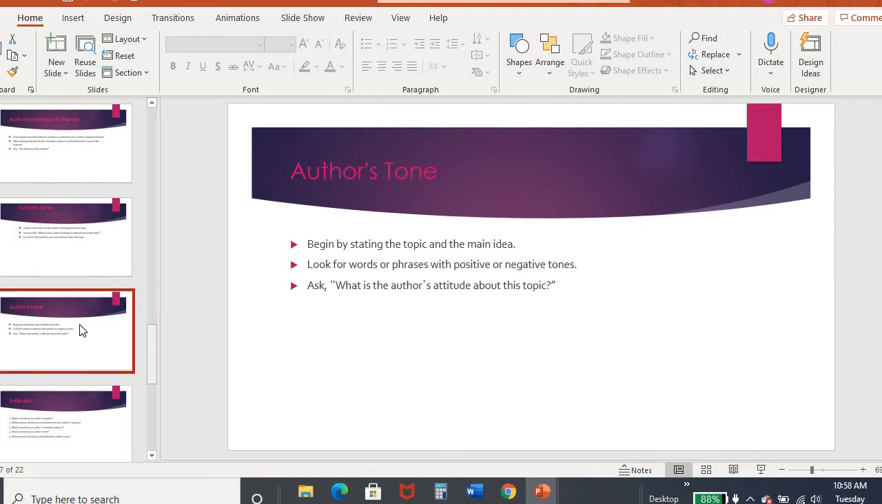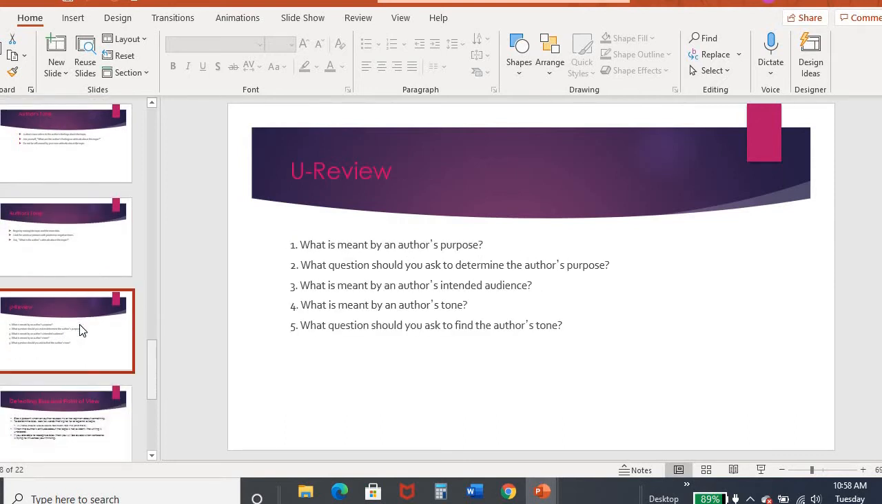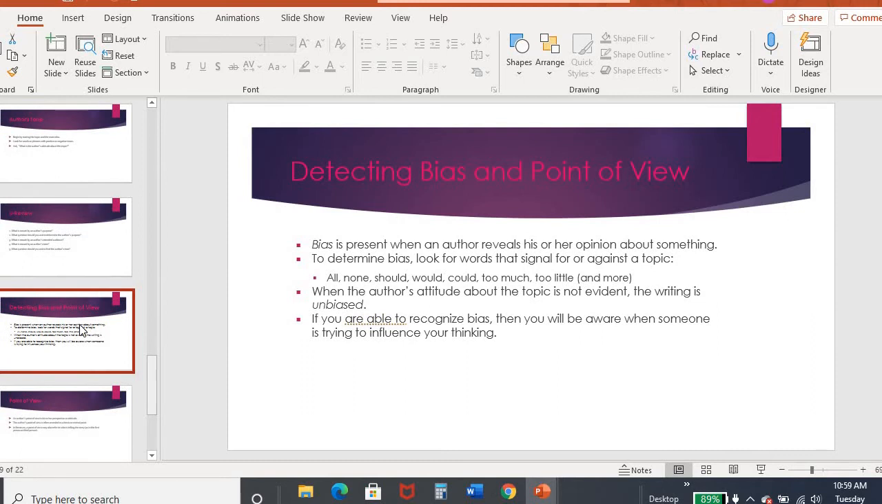So if they're using positive, uplifting words, the tone might be a little bit more positive. If they're using negative and discouraging type things, that's a negative tone. So again, all of those are going to help you understand the author's reason for writing, their attitude toward a topic. In addition, you also need to be aware of how to pick out a bias and the point of view.